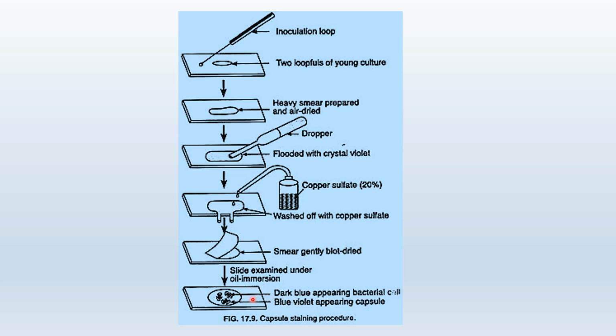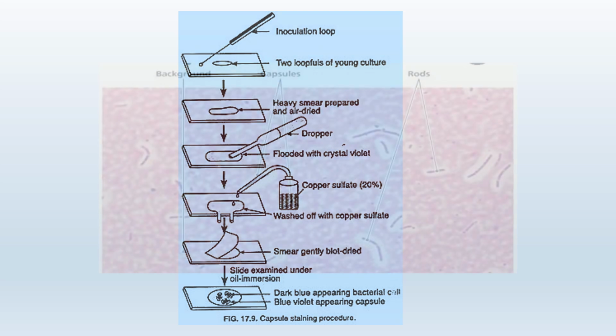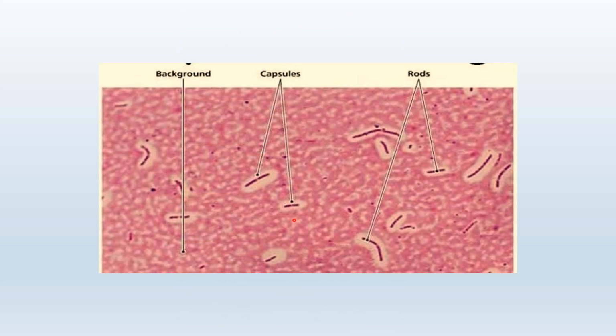The bacterial cells would be dark blue in color, while the capsule would be surrounding the cells, and that would be blue violet in color. This picture shows the slide of capsule staining under the microscope in the oil immersion lens. These are the bacteria in blue-red color, and these hollow zones surrounding the bacteria are the capsules of each bacterium.